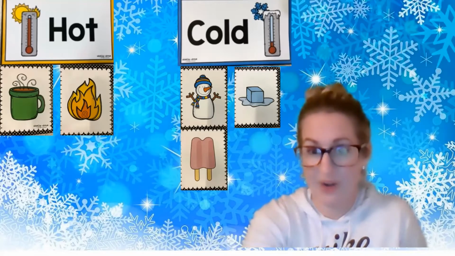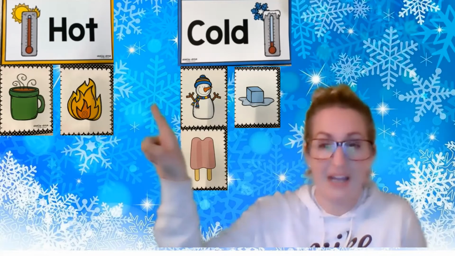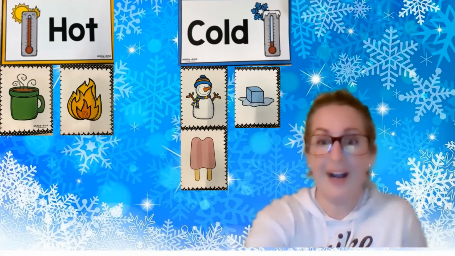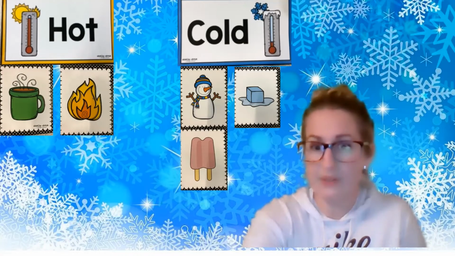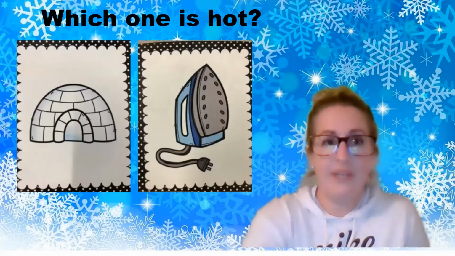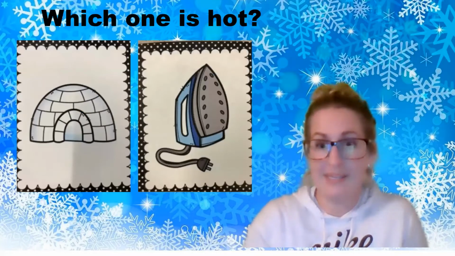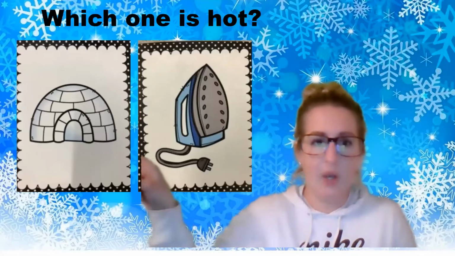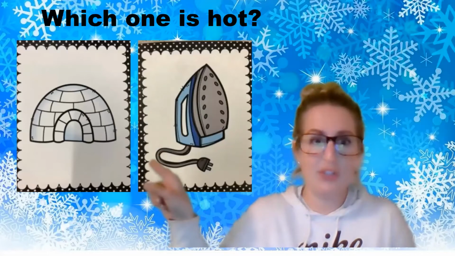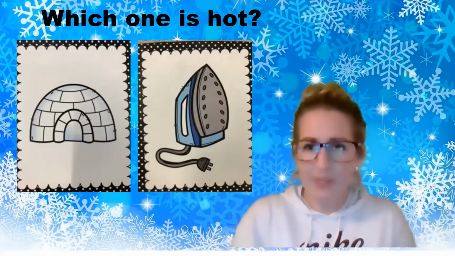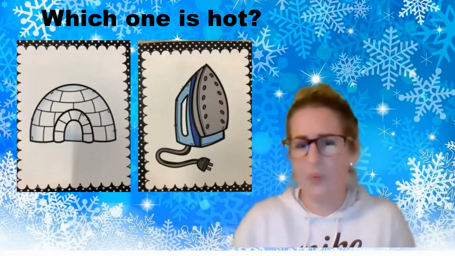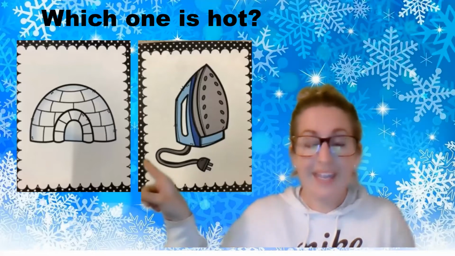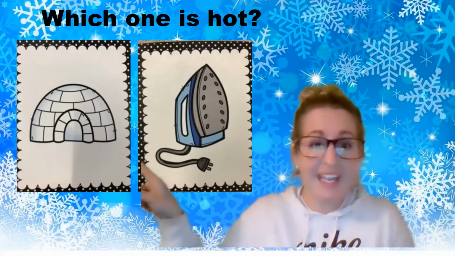I bet you now we're going to have to find something that is hot to go under our word hot. You guys are doing awesome at this. So now, whoa, I see two new pictures here. So what do we have here? I see something made of snow over there. Does anyone know what that's called? It's something built of snow. It's called an igloo. That is an igloo over there.